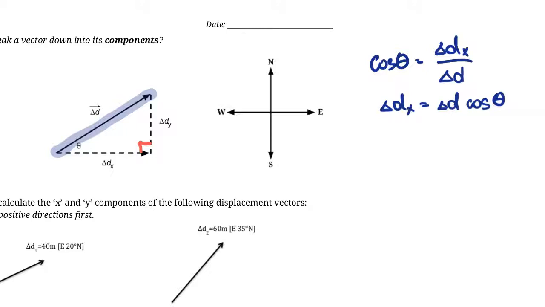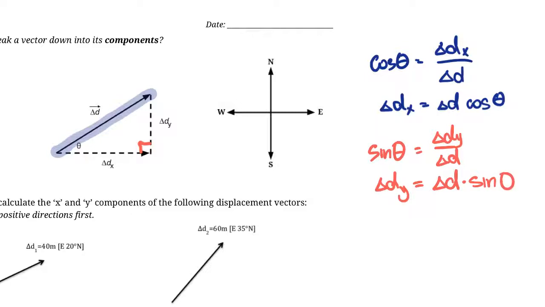So that would be our x component, the length of this times cos theta would give us this length. And if we want to find the y component, instead of using cos, we're going to use sine because this is opposite, right? So sine theta equals delta dy over delta d. It's opposite over hypotenuse. And if we rearrange that, delta dy is equal to delta d times sine theta. So there we go. We can calculate the x and the y component of this vector.